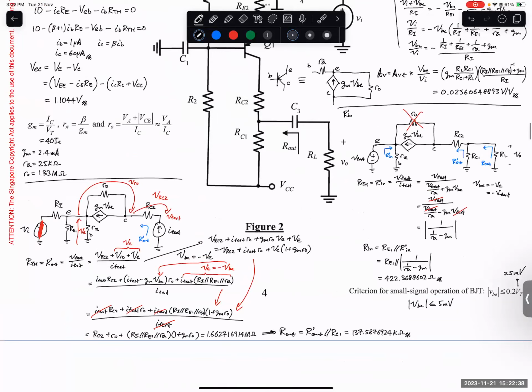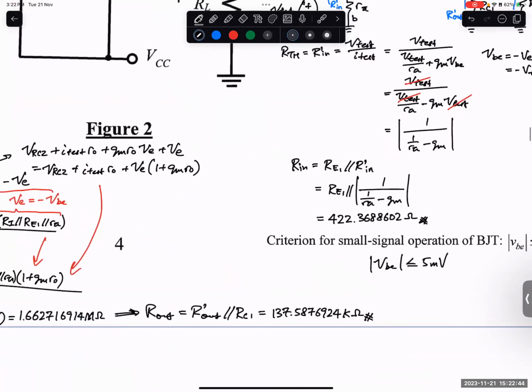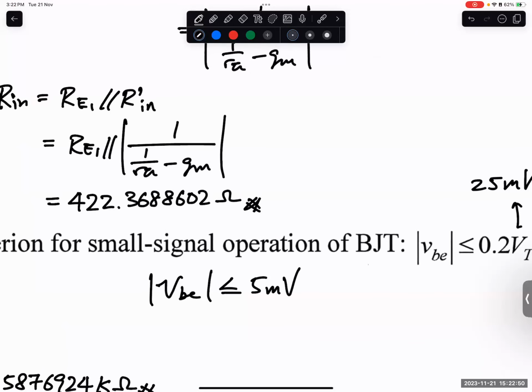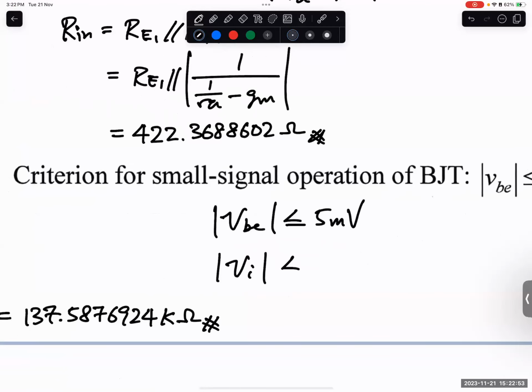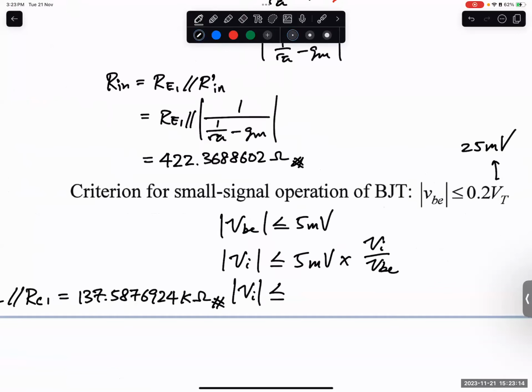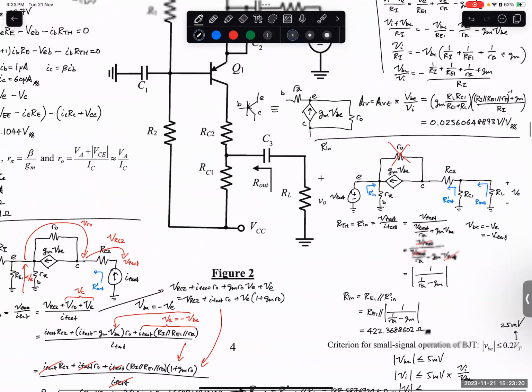You remember just now we calculated the VBE and VI? Correct? It's actually one of the easier questions. So VI is 5 millivolt times VBE over, wrong, VI times VBE. Okay, then very simple. We just find what is VI over VBE. We should actually have calculated it earlier already, which is over here. This one.